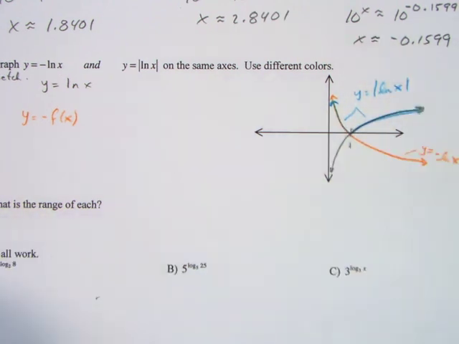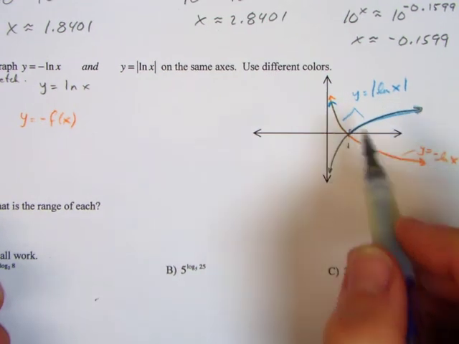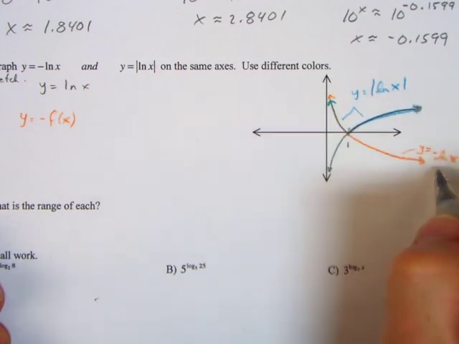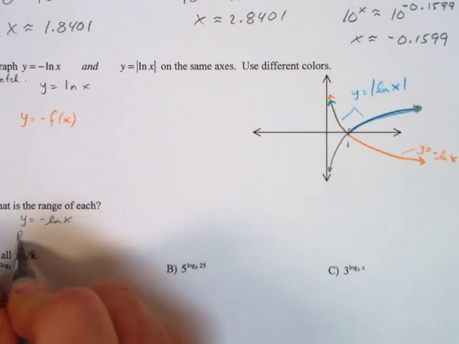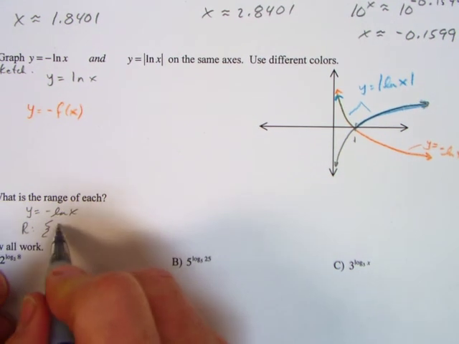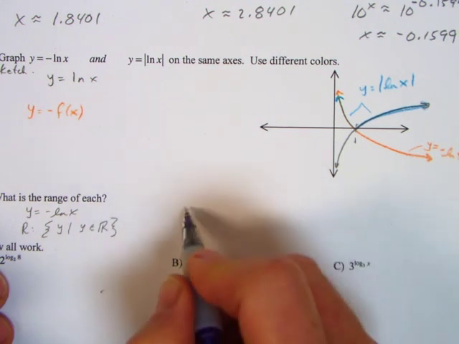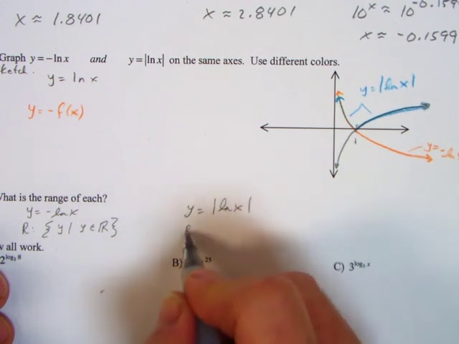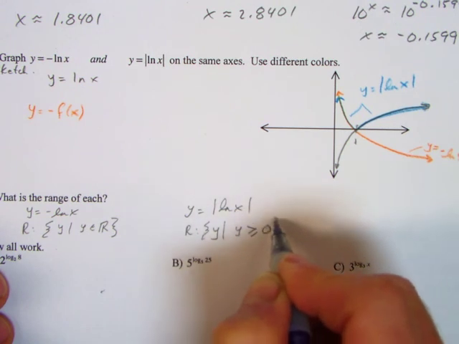Now the next part says, what's the range of each? The domain, even though it's not asked, that one's not too bad. It is all the numbers that are positive. Now when we look at the negative ln of x, we're going up to positive infinity, and down to negative infinity. So for negative ln of x, the range would be y such that y is an element of the set of real numbers. And when we look at y equals the absolute value of ln of x, we have y such that y is greater than or equal to 0.